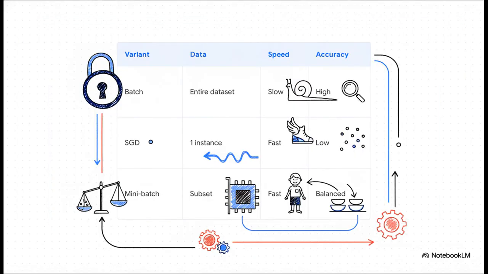If we compare these methods across 3 crucial metrics, data usage per step, training speed, and gradient accuracy, we see a classic dilemma. Batch gives you high accuracy, but very slow speed. SGD gives you fast speed, but low accuracy. The solution? That third row right there. Mini-batch gradient descent. It uses a randomized subset of data per step, maybe 32 or 256 samples. It's the perfect Goldilocks solution. It balances the data usage, maintains fast training speeds that are heavily optimized for parallel matrix operations on modern GPUs, and it provides a balanced, controlled noise gradient accuracy. This is absolutely the standard for modern deep learning.